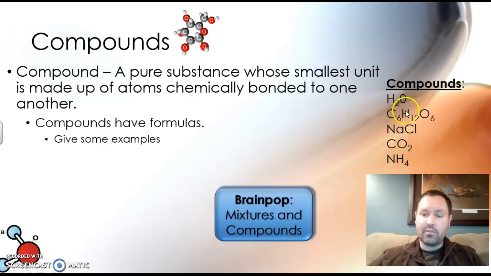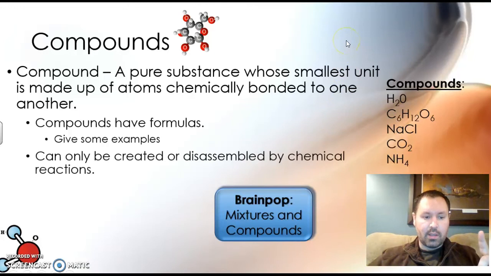So all these things are different compounds, and the little numbers represent how many of each element there is. So we have 2 hydrogens and then 1 oxygen. There's no little number here, so we're just assuming it's 1. Here, we've got 6 carbons, 12 hydrogens, and 6 oxygens. So they are all chemically combined to make one new compound.